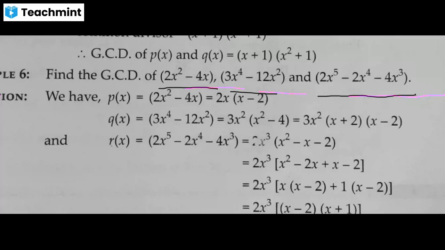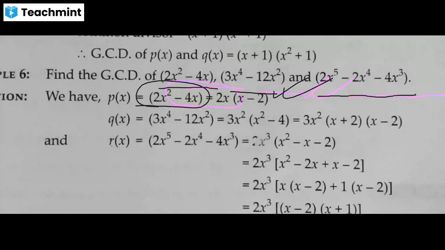The GCD, the idea behind remains the same. First, factorize. After factorization, write down those factors which are common. That I am repeating again and again. Those factors which are common. Okay.